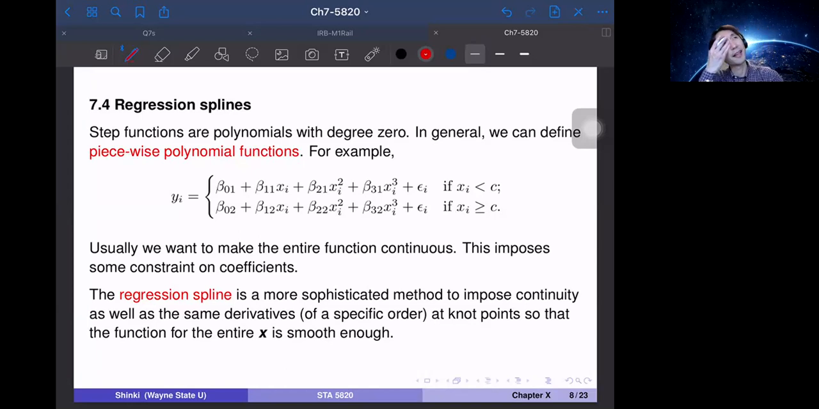Sorry, this is slightly different. Okay, so now we want to extend the polynomial regression. For polynomial regression, for example of degree 3, yi is a function of xi and a linear combination of xi, xi square and xi cube. But here we make one knot point, and we think about piecewise polynomial functions. So this is the piecewise cubic function.